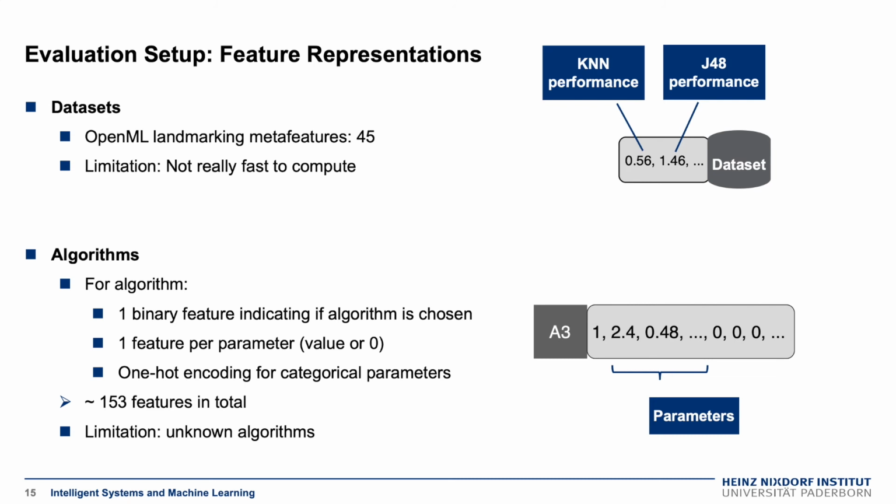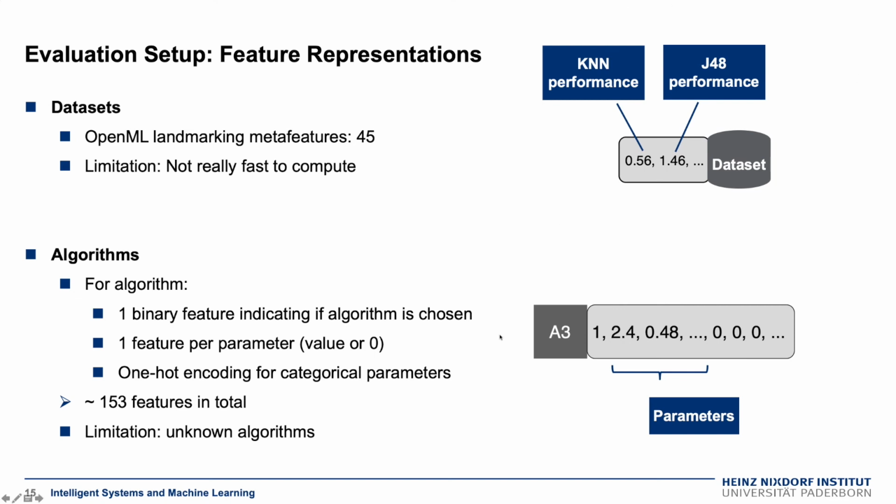So for the algorithms, we use a different feature representation, because as you can imagine, there's simply not so much out there. And we do it in the following way. So basically we exploit the fact that we're actually looking at configurations of algorithms here in the following sense. So the feature vector for an algorithm contains one binary feature indicating which algorithm we're actually currently looking at. And then one feature per parameter that either takes the value of the parameter or a 0.